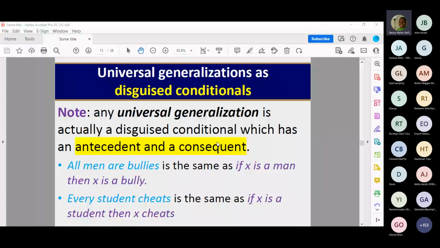So all friends tell the truth. Nancy is not my friend. That's what I've said. What have I done? Have I affirmed the antecedent? No, I have denied the antecedent. Everybody's allowed to change their mind. Don't worry. If I deny the antecedent, is it valid or not?